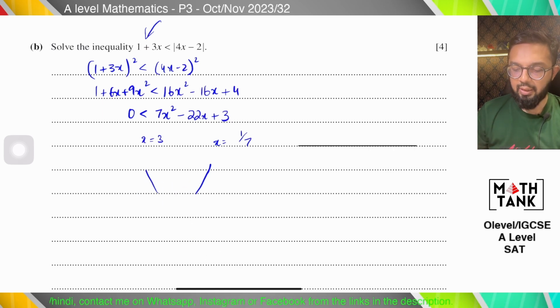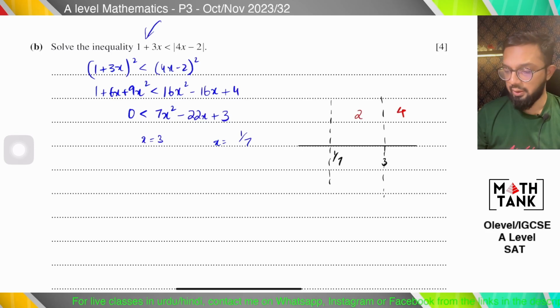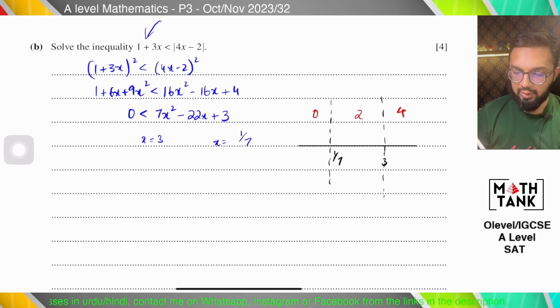Actually, this is not something that I should have done. What I should have done is I should have drawn areas 1 over 7, 3, and then taken numbers in these regions. So let's take a number greater than 3, that's 4, between 1 over 7 and 3, that's 2, and then I can take 0. I'll verify each of these three numbers. If these balance the inequality, they are answers, otherwise they're not.